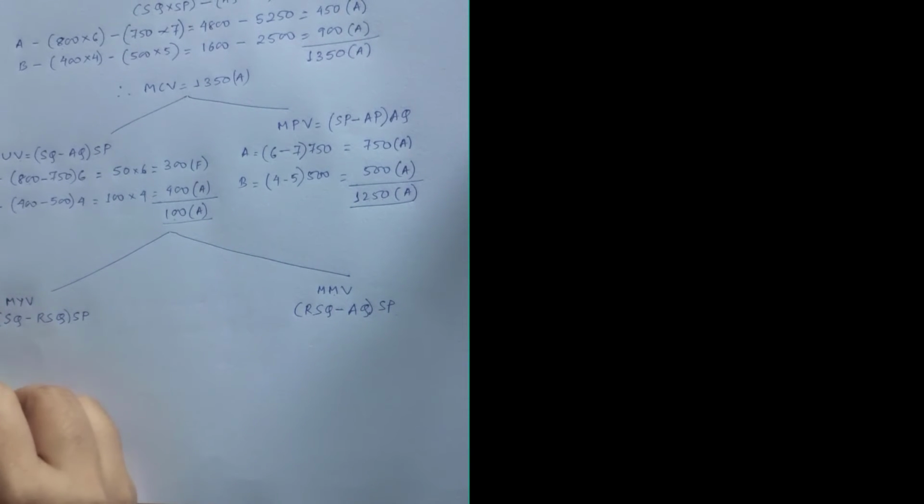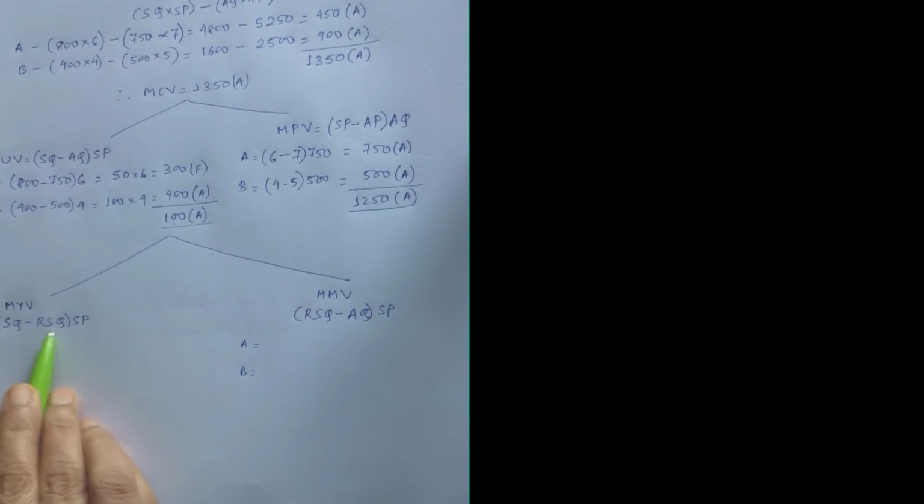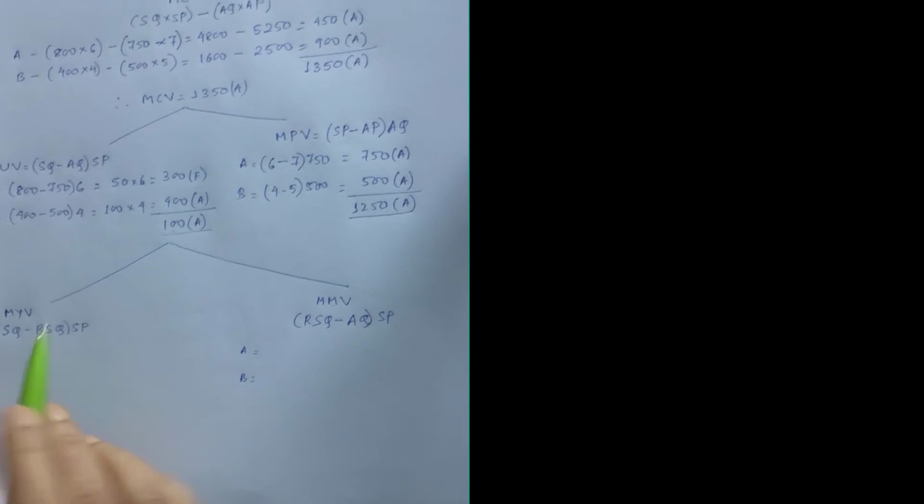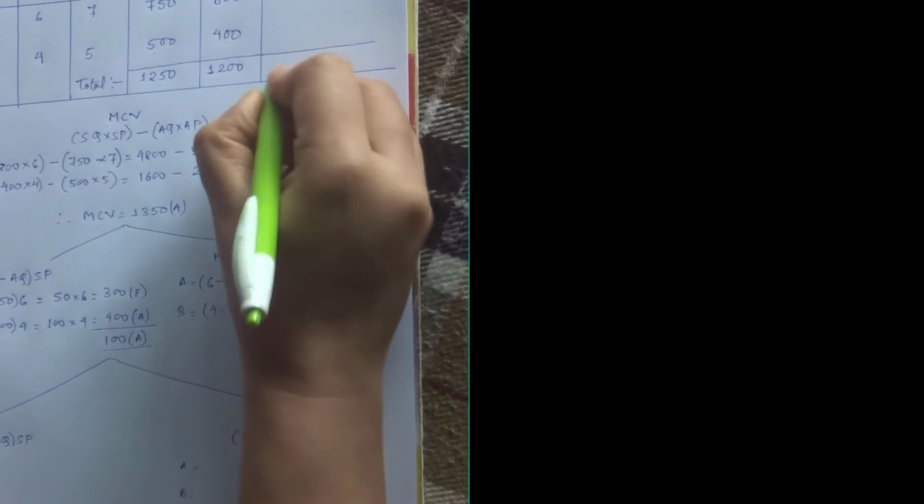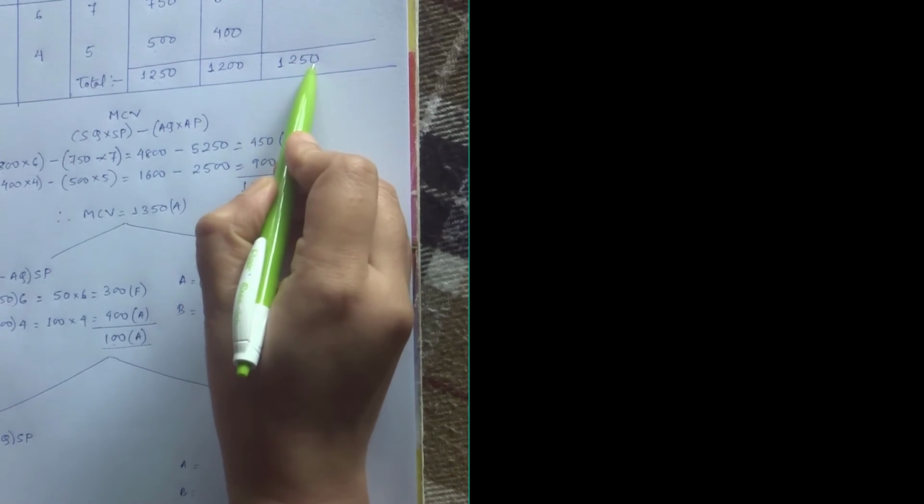Here also material A and B will be there. But then we don't know where the revised standard quantity is, right? Now how to calculate this revised standard quantity, I'll tell you. For calculating this, whatever the total of actual quantity is, that is 1250 in this case, the same total we will write here, 1250.